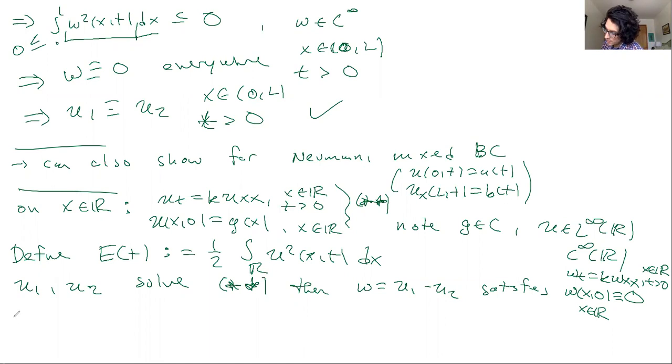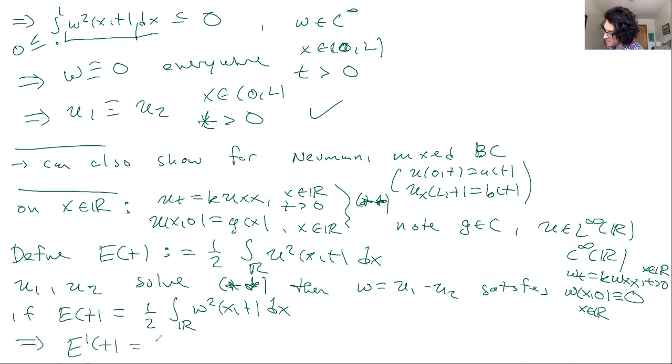Well, then if E of t, let's set that now equal to 1/2, and I'll just make it clear that we're defining this for W of x, then this implies that E prime of t is equal to the integral over R of W W_t.